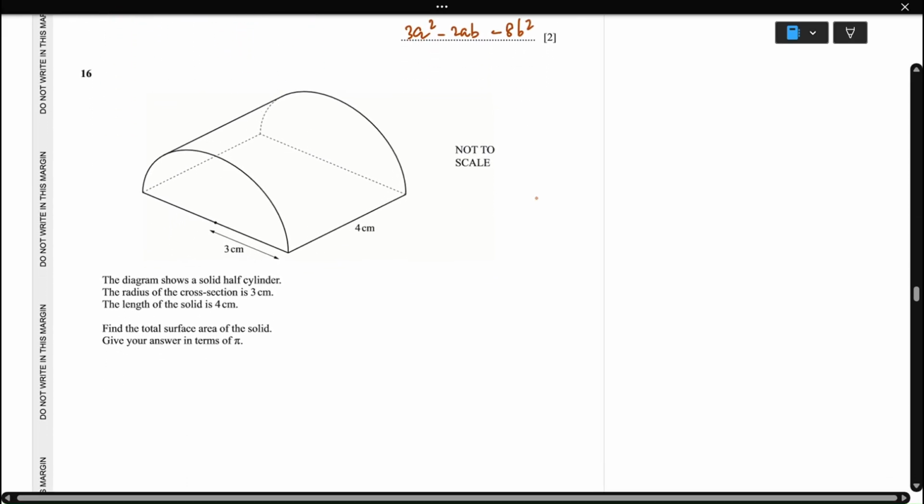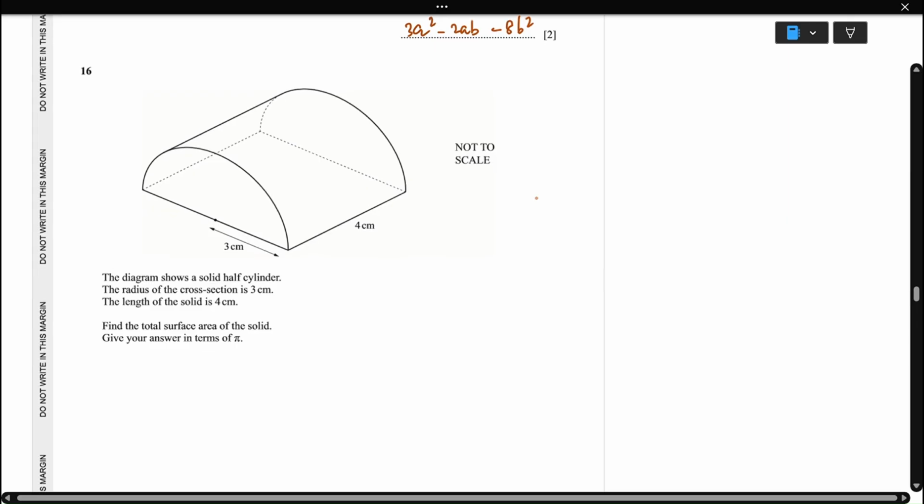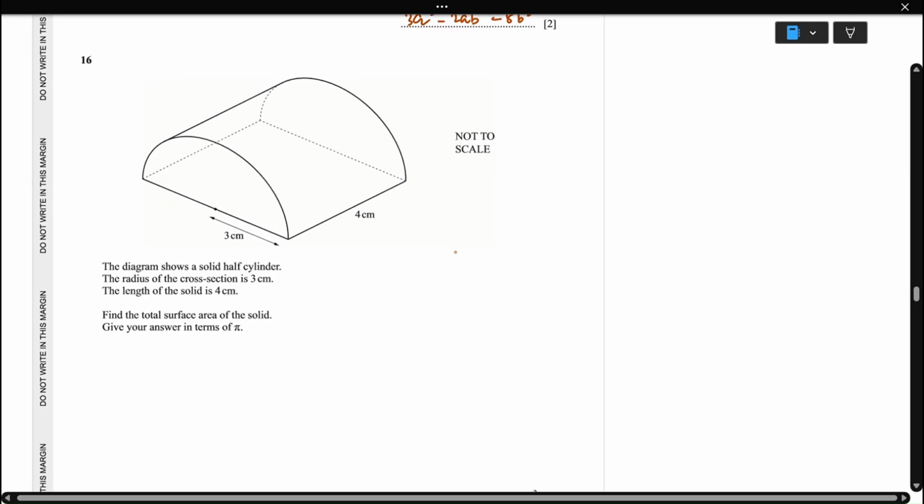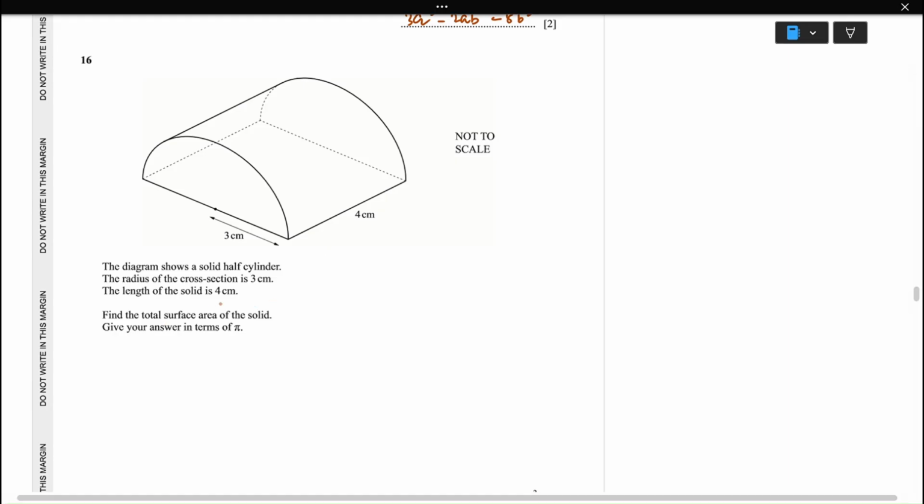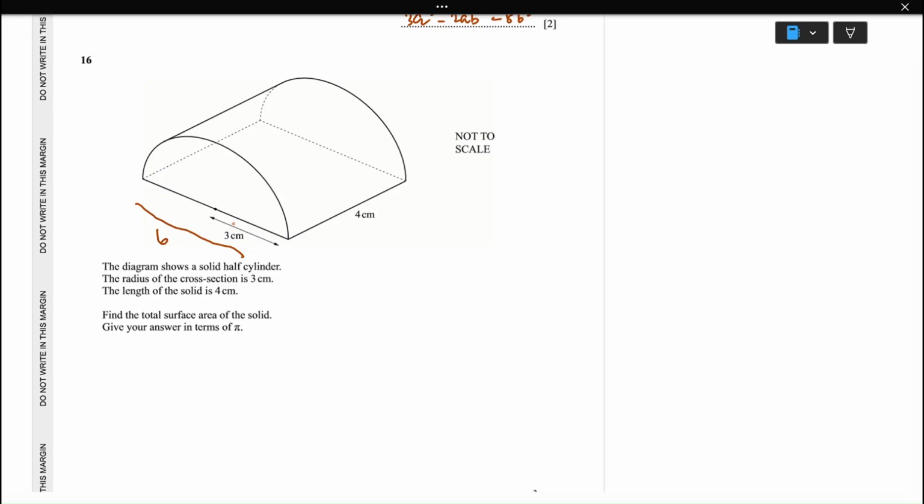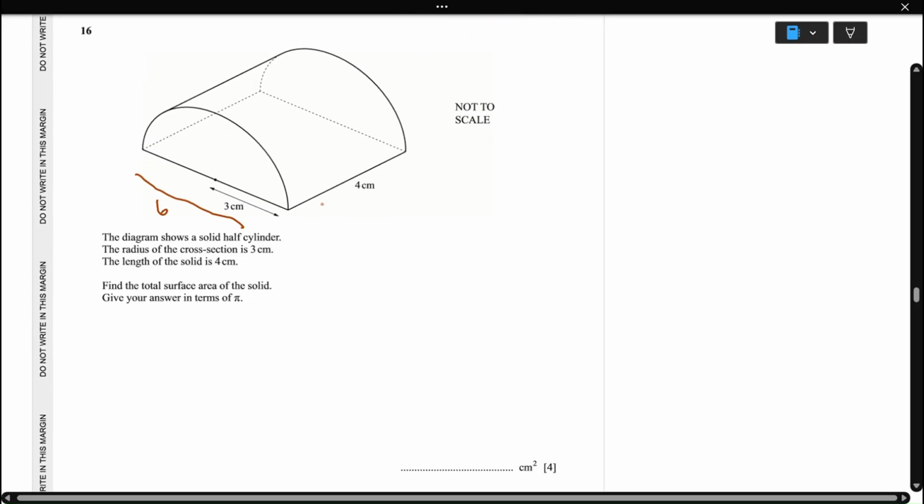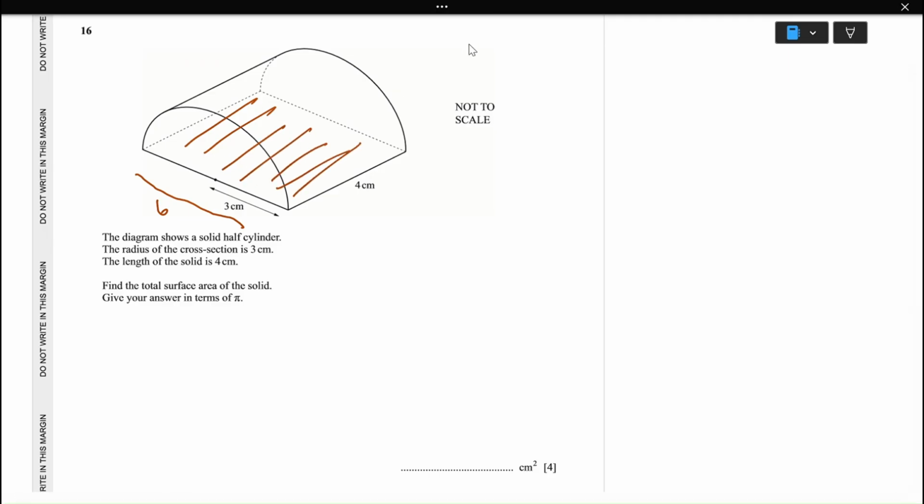Next, question 16. The diagram shows a solid half cylinder. The radius of the cross section is 3 centimeters. The length of the solid is 4 centimeters. Find the total surface area of this solid. Give your answer in terms of pi. First I'll go for the flat area at the bottom. The radius 3 is only half, so the entire width is going to be 6. So the flat area is 6 times 4.